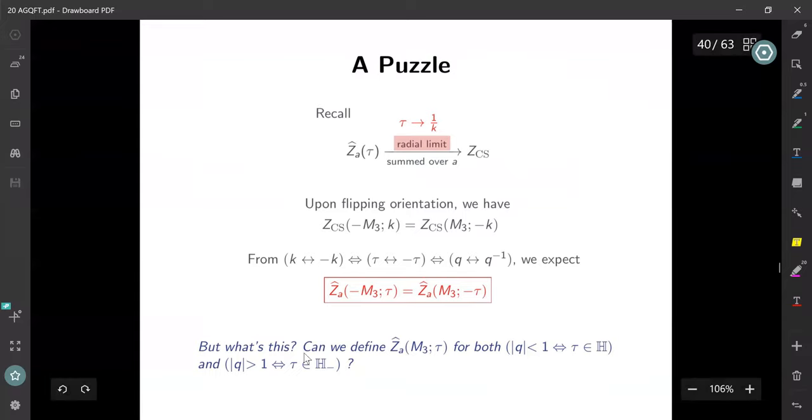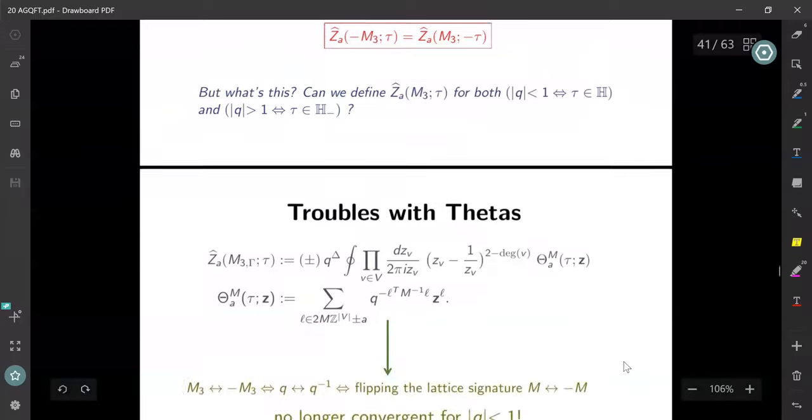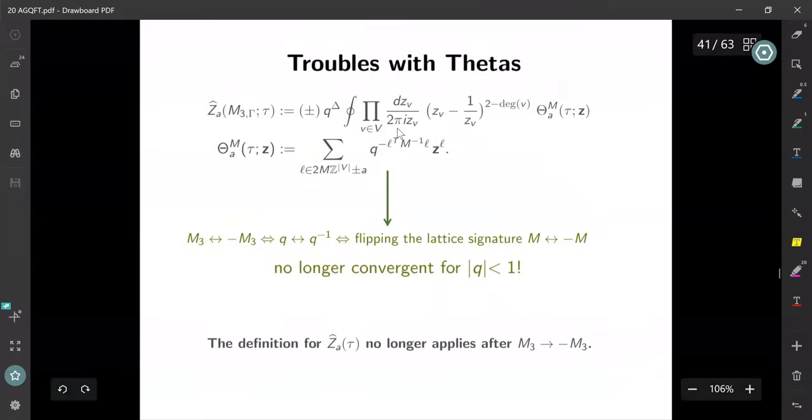But what is this? Can we define such a thing? In order for such a thing to be well defined, it seems like we need a function that's defined both in the upper as well as the lower half planes. So what is that? And even worse, as I mentioned when we talked about the definition of Z hat, once you flip the orientation, this adjacency matrix M no longer defines a negative definite space, then your theta function is ill-defined. So we don't have a definition for Z hat in that case.